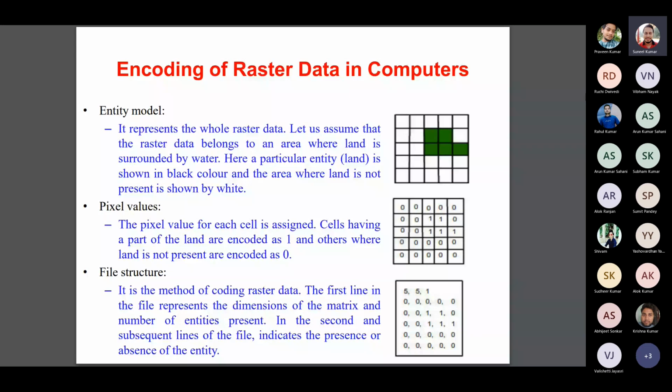Ma'am, we consider vector data as independent of resolution. So should we take it as a merit of vector representation or a demerit?